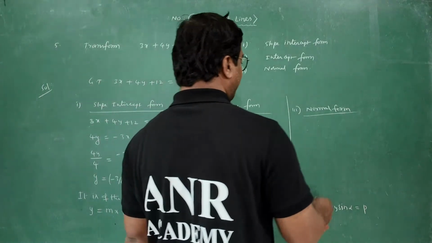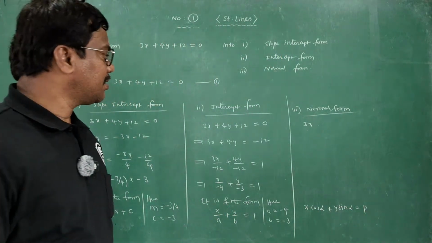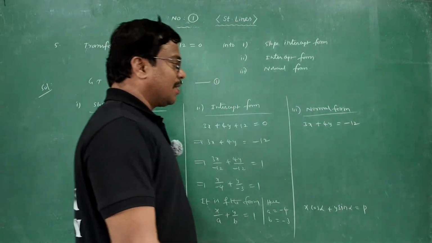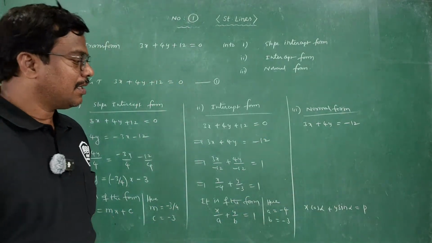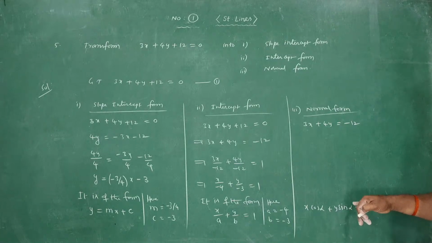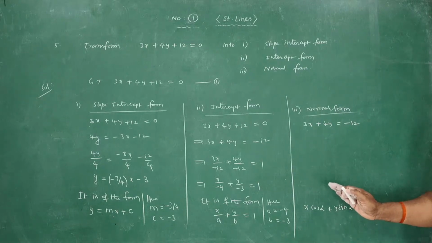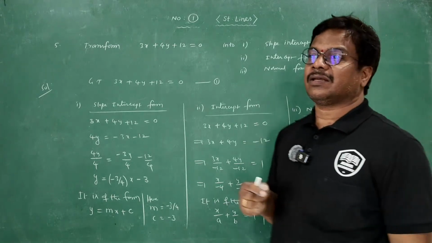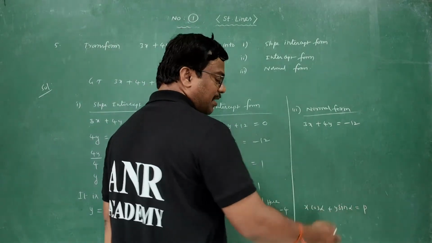Next, normal form. With only the x and y terms on the left hand side, first I am going to write 3x plus 4y equal to minus 12. Next, the coefficients of x and y must be cos alpha and sin alpha respectively. That is, the coefficients must be trigonometric ratios, cosine and sine, nothing but the values must be between minus 1 and 1. But here you have the values 3 and 4. You have to reduce the coefficients to cos alpha and sin alpha, right? The y coefficient is sin alpha, the x coefficient is cos alpha.